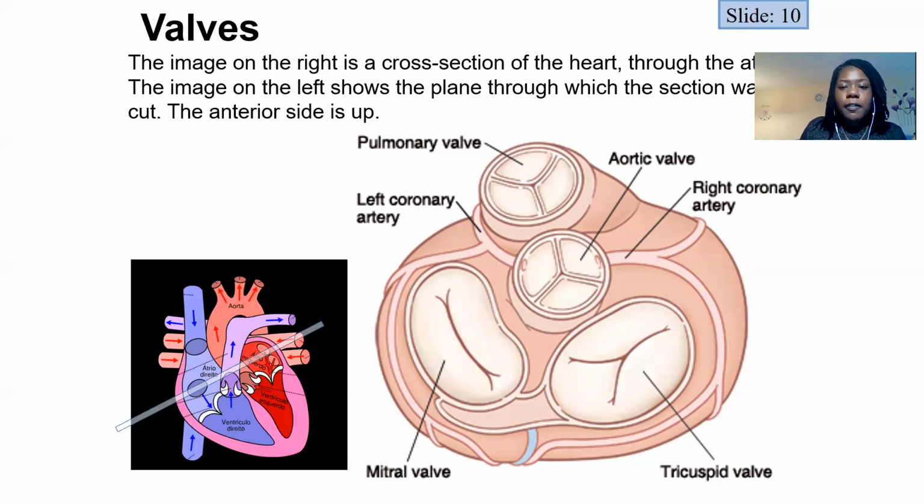The semilunar valves are separating the ventricles from the arteries. So on the left side, we've got the aortic valve separating the left ventricle from the aorta. And on the right side, we've got the pulmonary valve separating the right ventricle from the pulmonary artery. And here we can see those two valves. So here goes the aortic valve and the pulmonary valve.